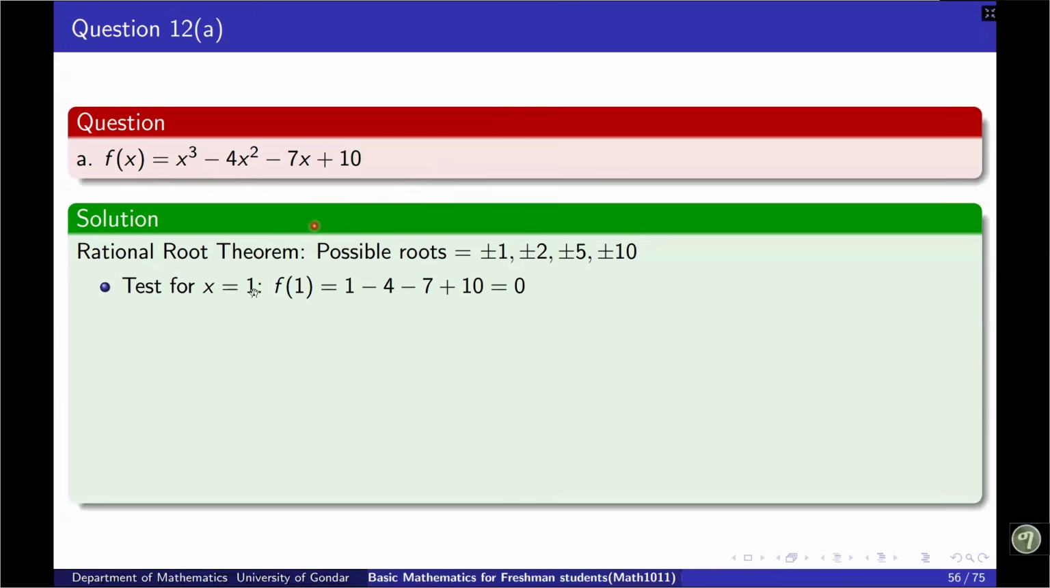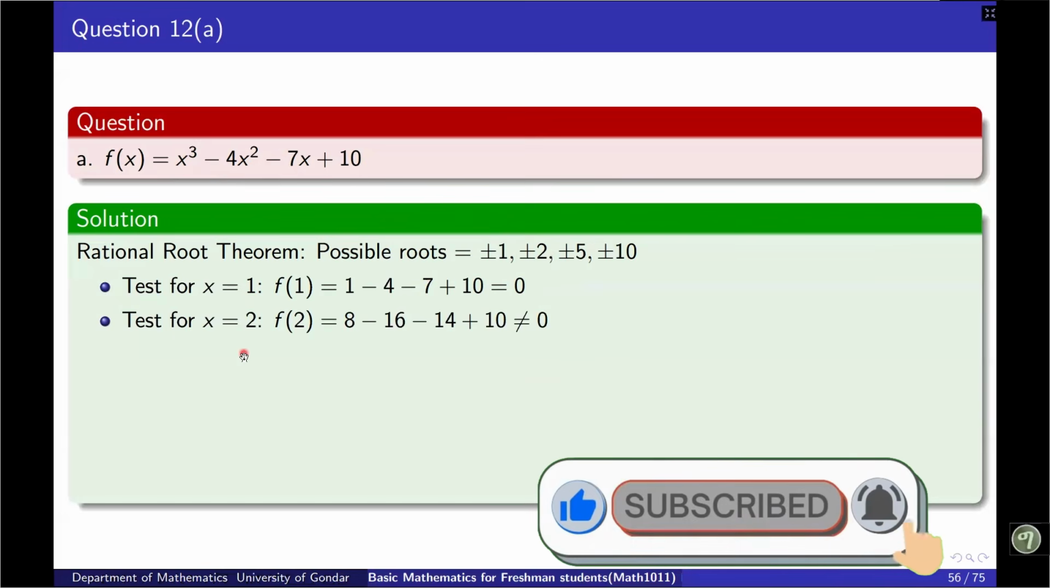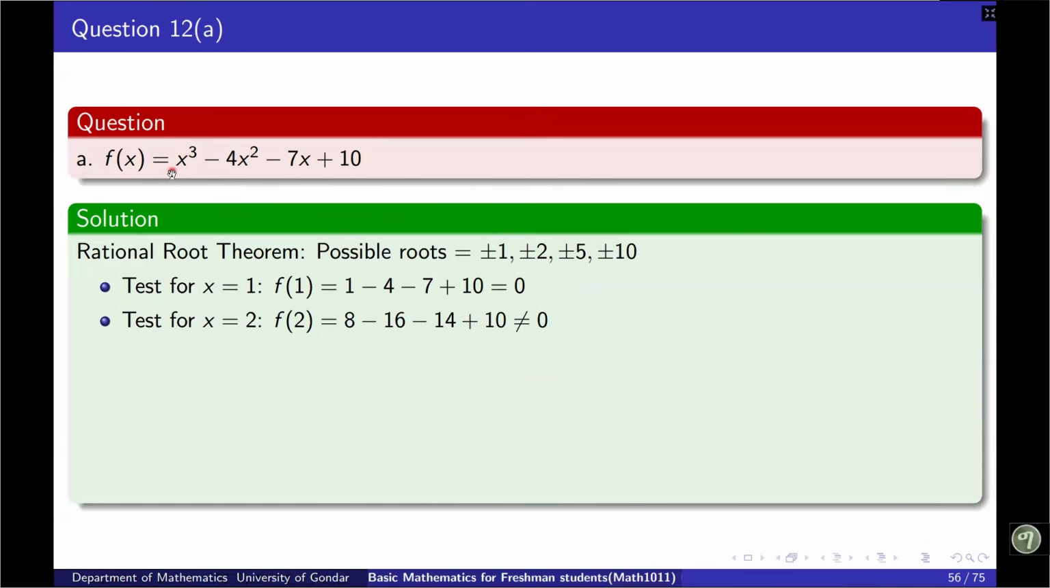For example, if we test x equal to 1, f of 1 is equal to 1 minus 4 minus 7 plus 10, which is equal to 0. So one rational root of this polynomial function is 1. Then, to find the others, take f of 2: 2 to the power of 3 is 8, 2 squared is 4 times 4 is minus 16, 2 times minus 7 is minus 14, and plus 10, which is different from 0, so 2 cannot be a root of this polynomial function.